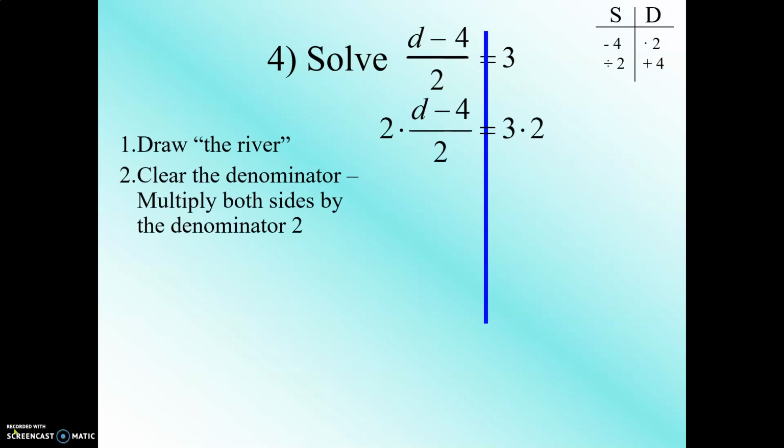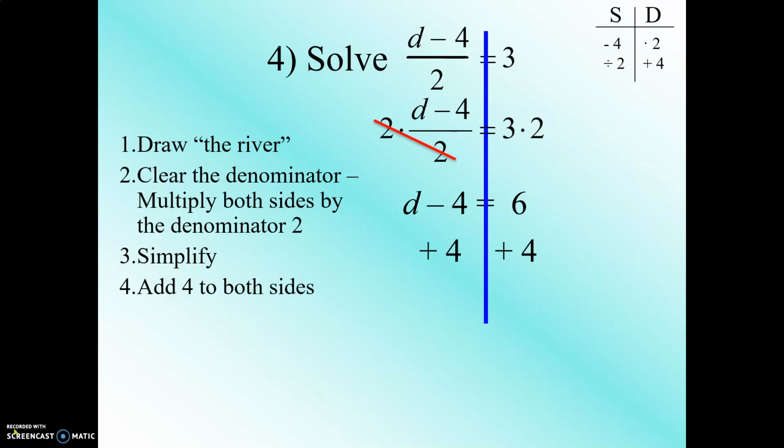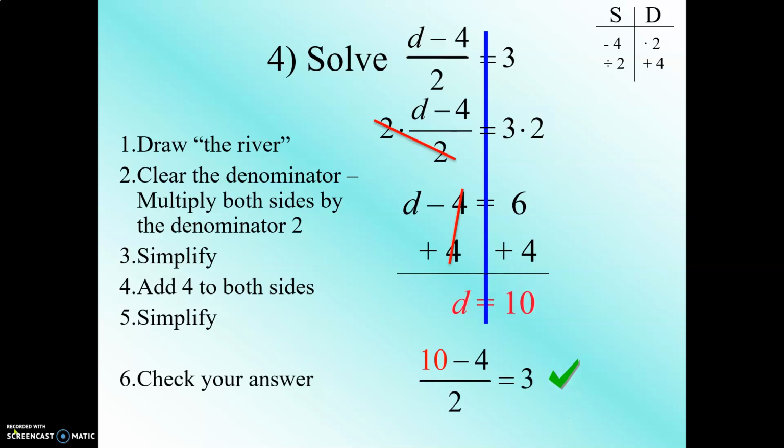Okay. We want to multiply by 2 to clear that denominator first. Simplify and bring down. We've D minus 4 equals 6. Add 4 to both sides. Simplify and bring down. D is equal to 10. Check. Sure enough, 10 minus 4 is 6. 6 divided by 2 is indeed 3.